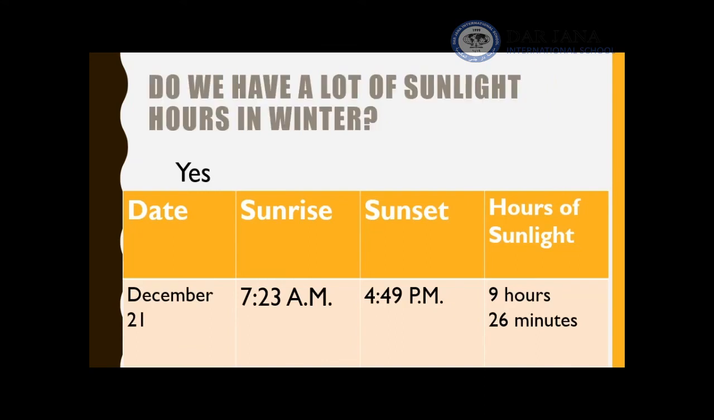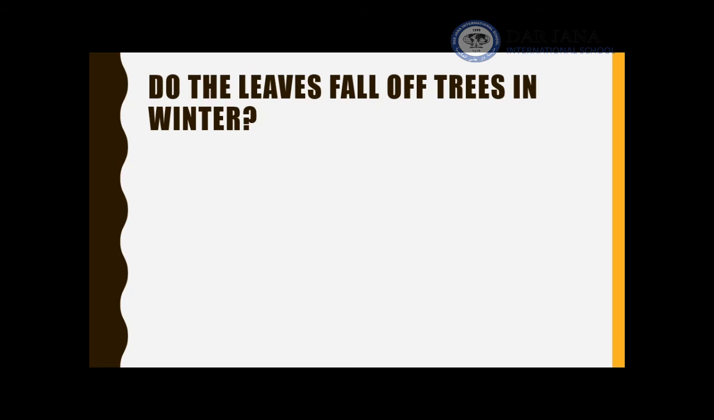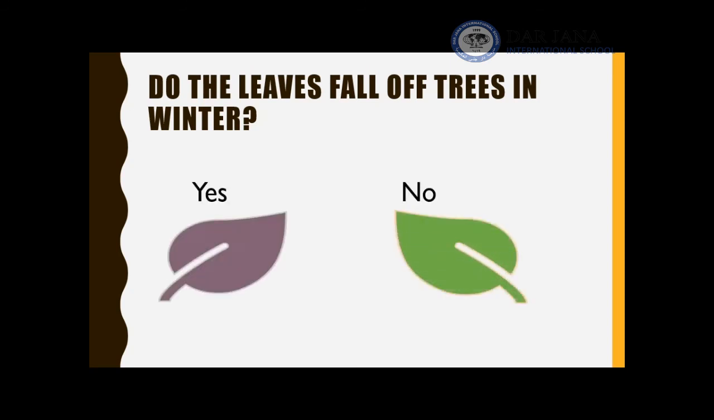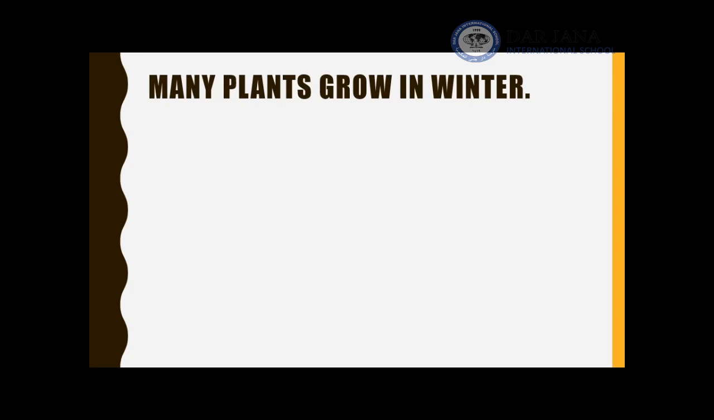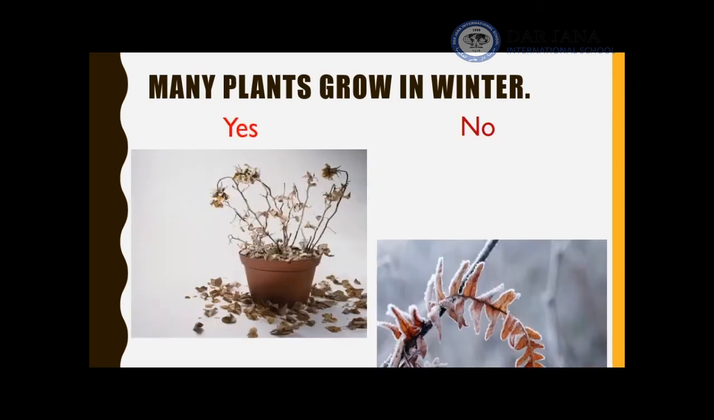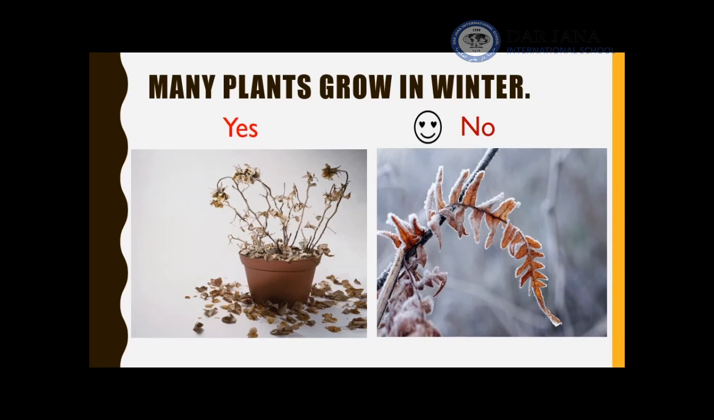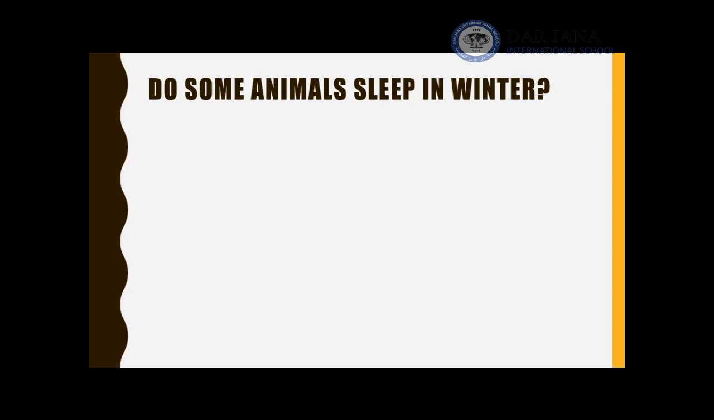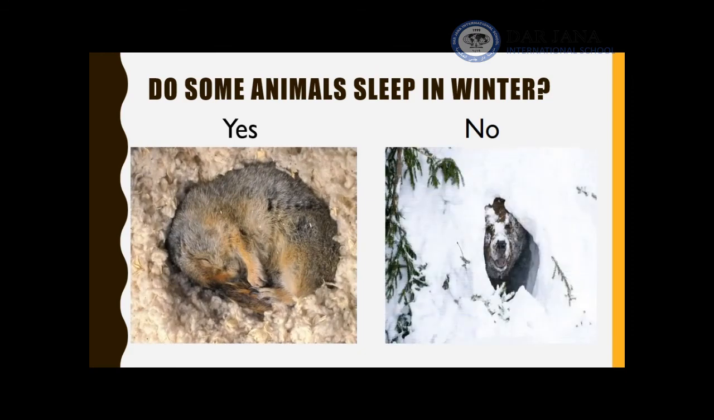Do we have a lot of sunlight hours in winter? Yes or no? Of course not, because it's mostly cloudy in winter. Do the leaves fall off trees in winter? Yes. Do many plants grow in winter? Of course not. It's mostly cloudy. There is no sunlight. So how could the plants grow? Do some animals sleep in winter? Yes.